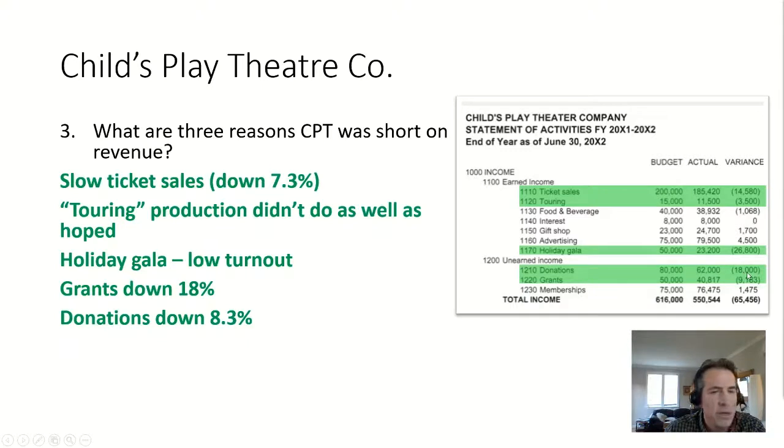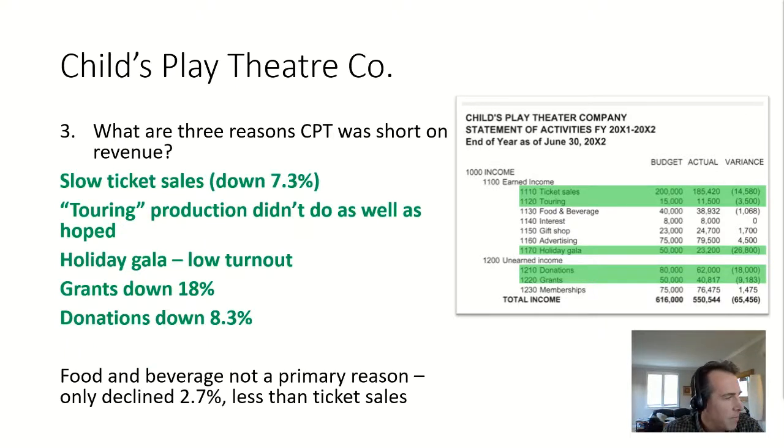This is kind of a bigger number, but remember that some of that loss is due to the fact that we pulled cash out of the fund balances in order to make sure that we at least mitigated our loss a little bit. Now, food and beverage is also negative, but I don't count that as a primary reason for why they were short on revenue. If you look at this percentage, the decline is only about 2.7%, whereas the ticket sales decline was significantly more than that.